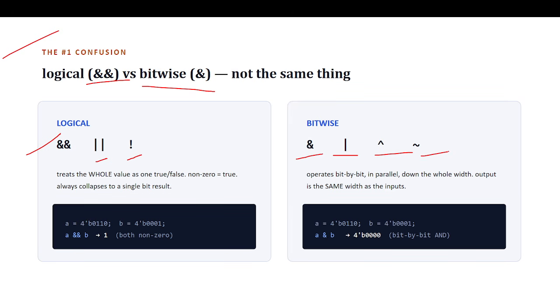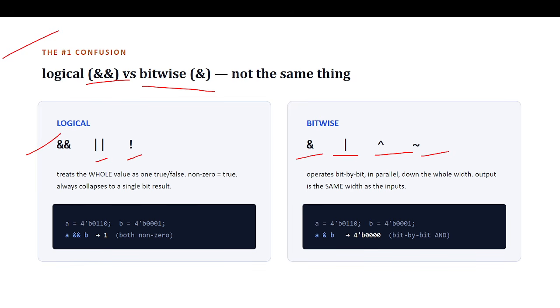Logical operators treat their entire operand as a single true or false value. Any non-zero value is treated as true. The result of a logical operation is always exactly one bit, one or zero, regardless of how wide the input operands are. Bitwise operators, on the other hand, operate independently on each bit position in parallel across the full bits of the operands. The result has the same bit width as the input.